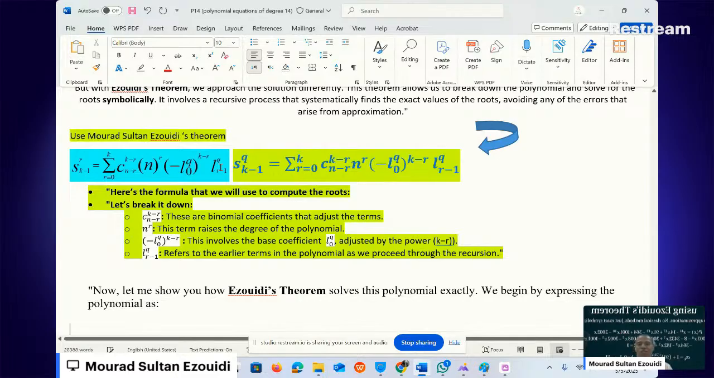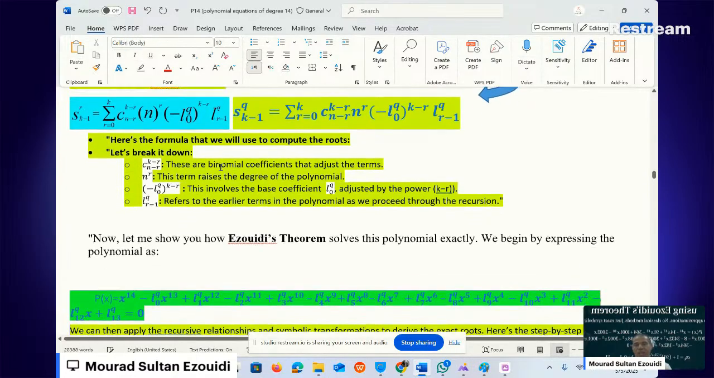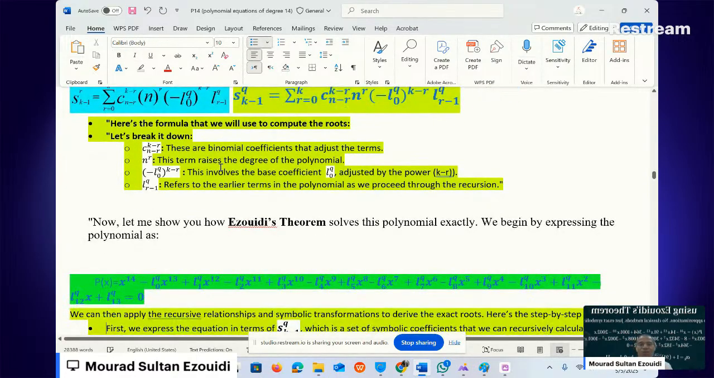So this refers to the area terms in the polynomial as we proceed through the recursion. Now, my professors, let me show you how the theorem solves this polynomial exactly.